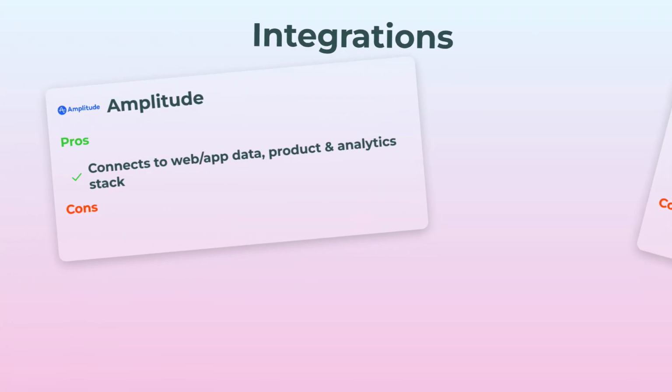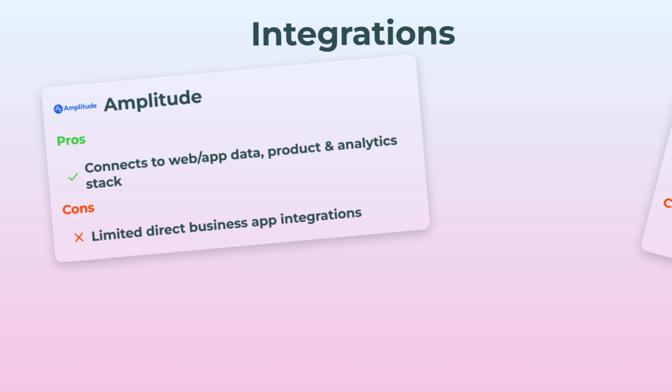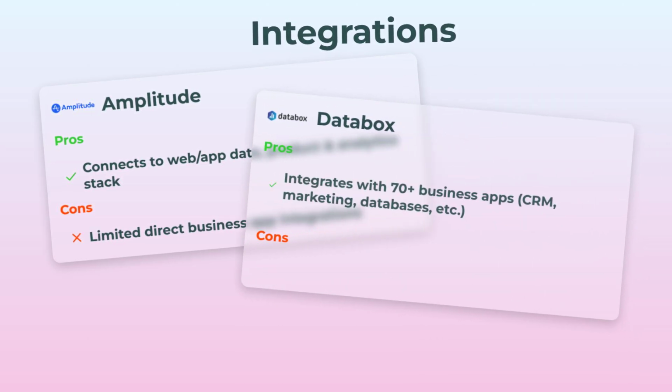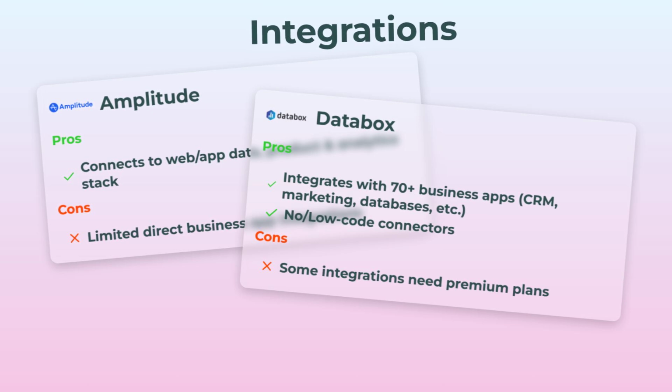Integrations. Let's talk how well these play with other software. Amplitude integrates beautifully with your web and app data, your product analytics stack. It's solid at connecting data from your tech stuff. But honestly, if you want to pull data straight from your CRM or, like, marketing apps, you'll wish for more direct connectors. Enter Databox. This thing grabs data from 70+ business apps, CRMs, databases, whatever.